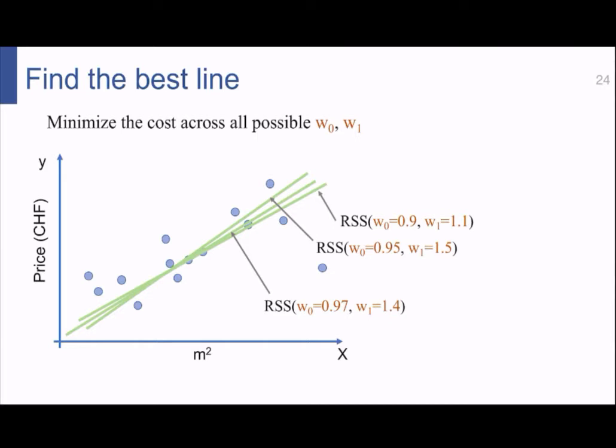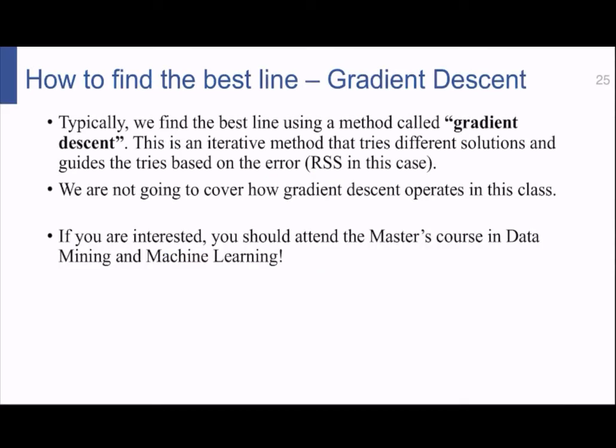Now we haven't discussed how to find this line. How do you find this best line that minimizes this sum of squares? What you can do is try many values for this and see which one has the lowest error. This is the best one. But how do you find it? Do you just try randomly many of them? No, you don't. In order to find the best line, you use a method called gradient descent.